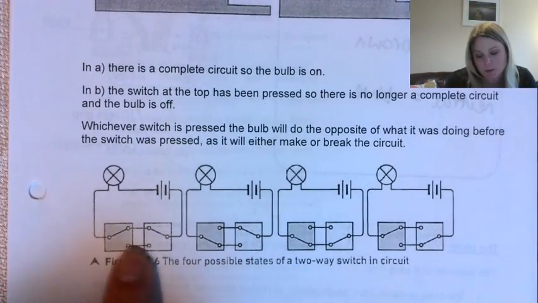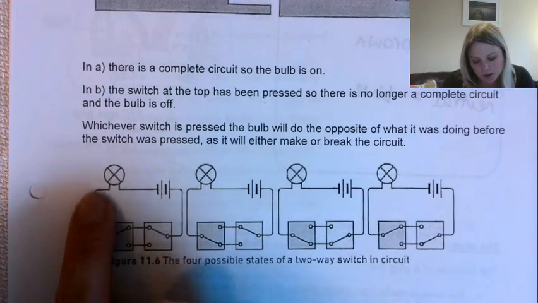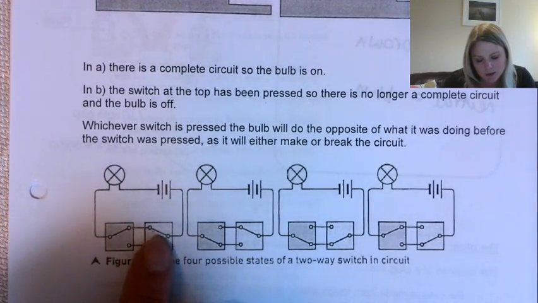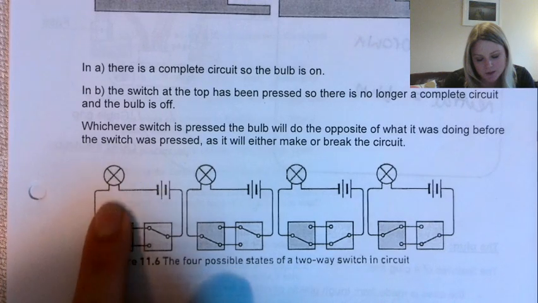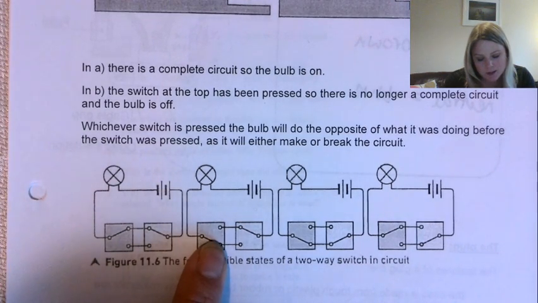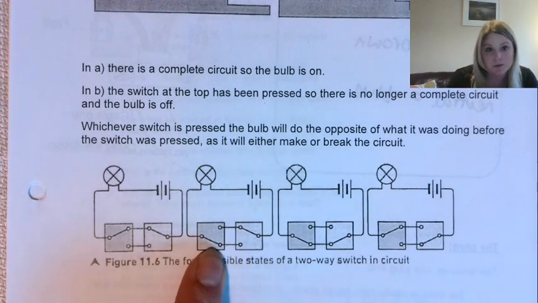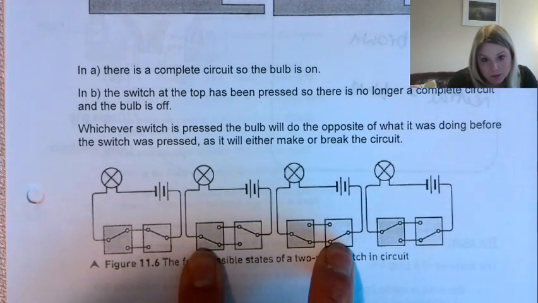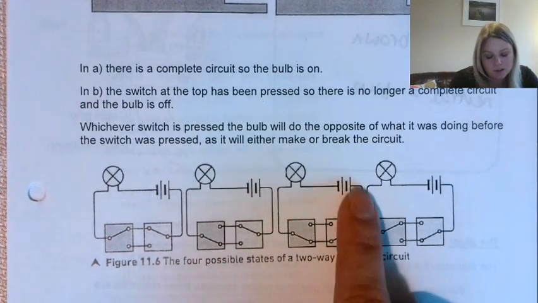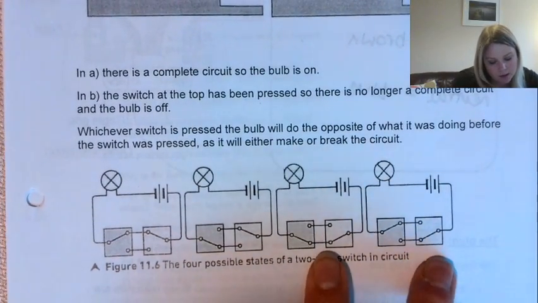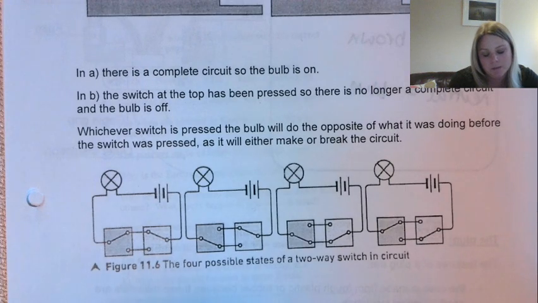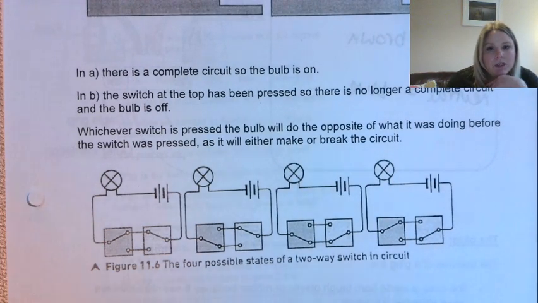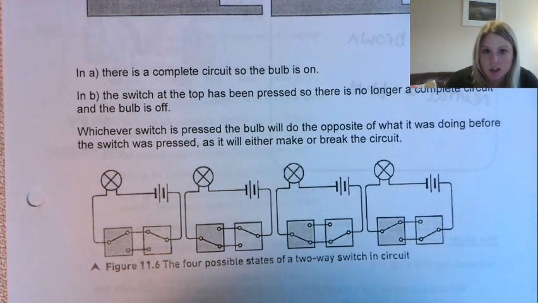So here's our two switches, one at the top of the stairs and one at the bottom of the stairs. Currently, this bulb is on because we have a complete circuit. Then this switch here is pressed, so we don't have a complete circuit anymore. We've got a gap in the circuit, so the bulb's going to go off. Then if we turn this one on, now we have a complete circuit again. And then what's happened from here to here, this one here has been pressed again and it's incomplete. So it just means that whenever you press the switch, you're always going to be changing the current situation. You're either going to be making the circuit, or you're going to be breaking the circuit.